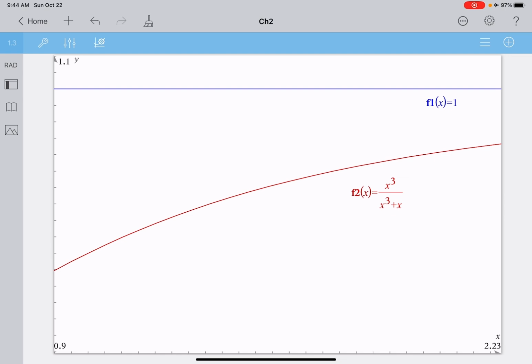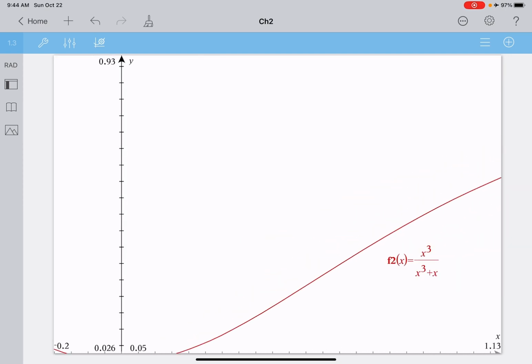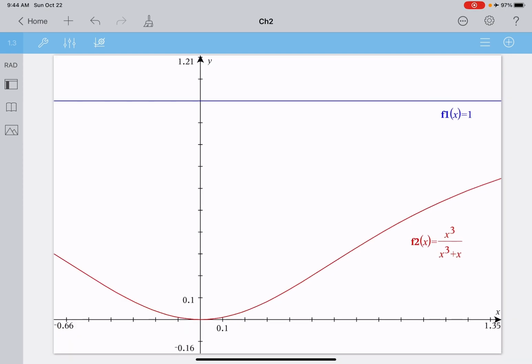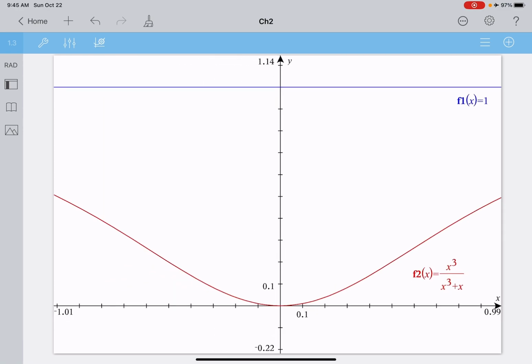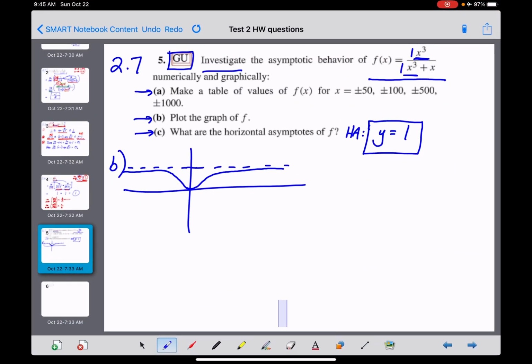But I'm wondering if you guys already know where I'm going with this. I should probably shrink this back down. Yeah, it definitely looks like it passes through the origin, but if we look at the actual function, x cubed over x cubed plus x, hopefully you guys realize that if I put a 0 in for x, my denominator becomes 0, and incidentally so is my numerator, which means that we actually have a hole right there at 0, 0. So that's what the part B is going to look like. Okay, and we got C. Let's talk about A real quick.